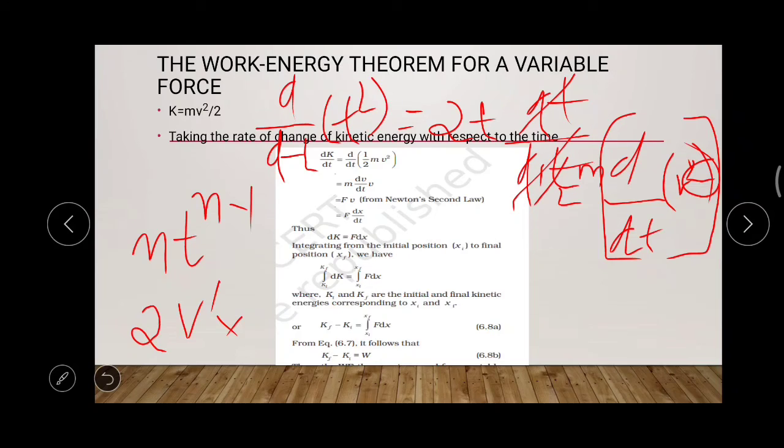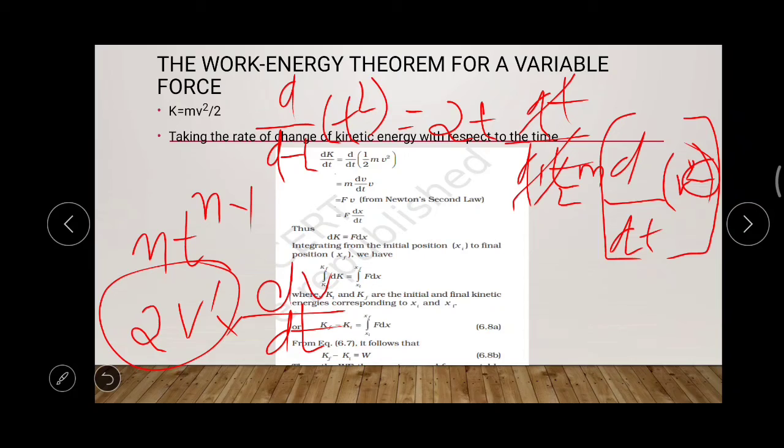Here also you have to do the same. d by dt of v square is actually equal to 2v into dv by dt. From where did you get the 2v? That is actually the differentiation of v square.